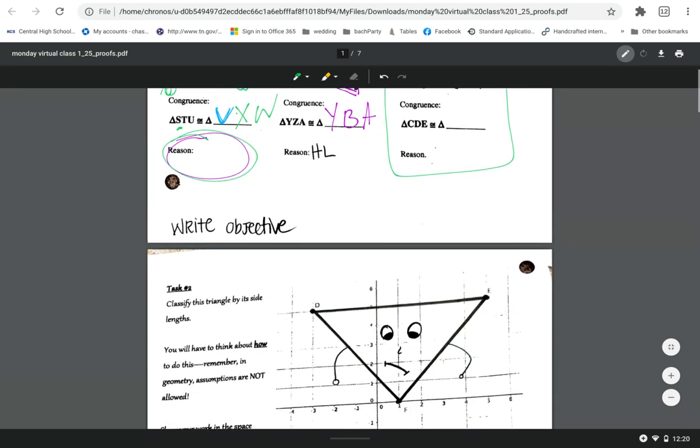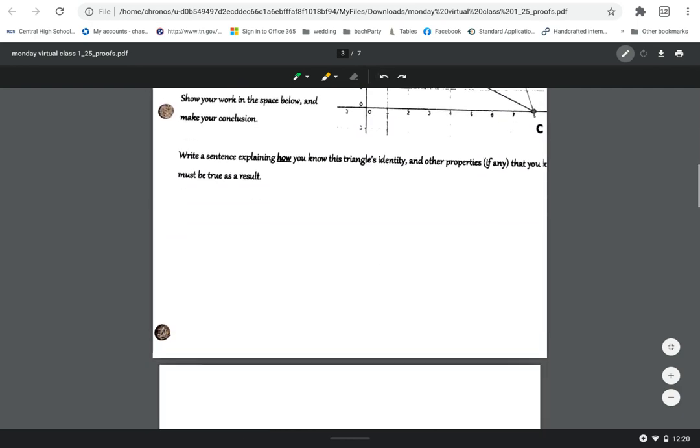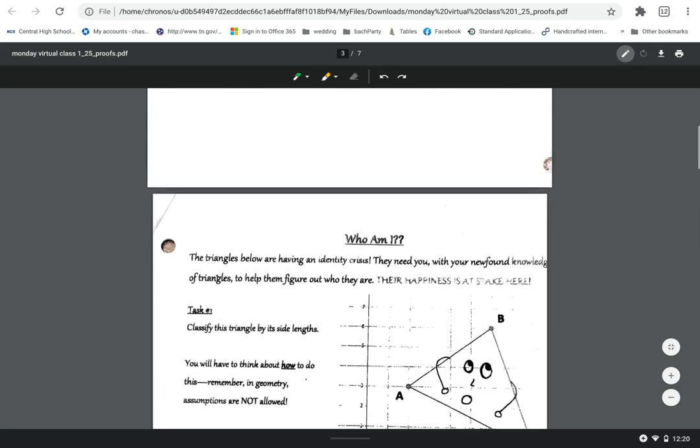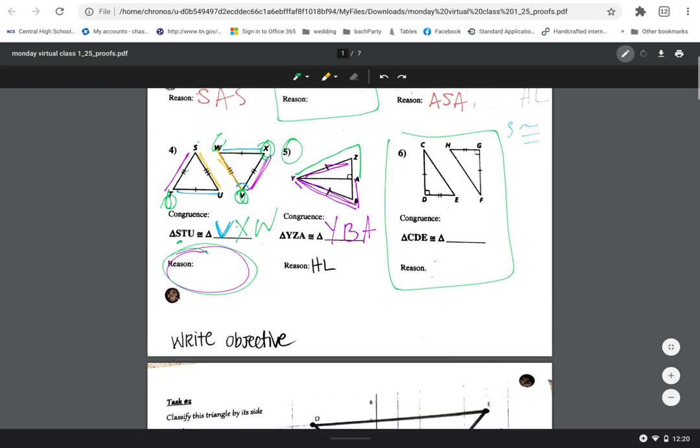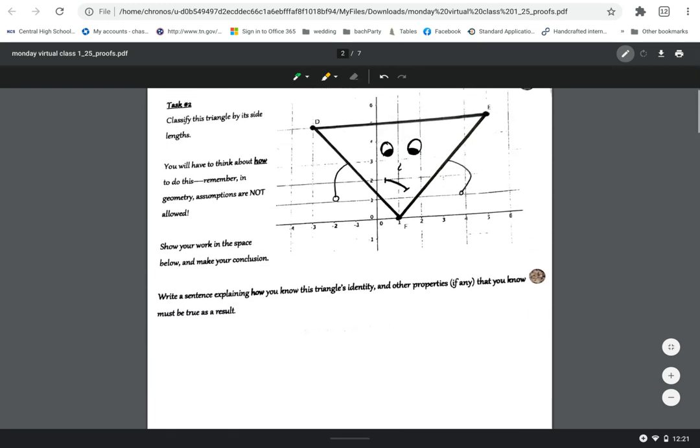Okay, so the objective today is that you can prove 2 triangles are congruent. I can make it fancier than that, but I won't be able to fit that there. Okay, so let's scroll down.